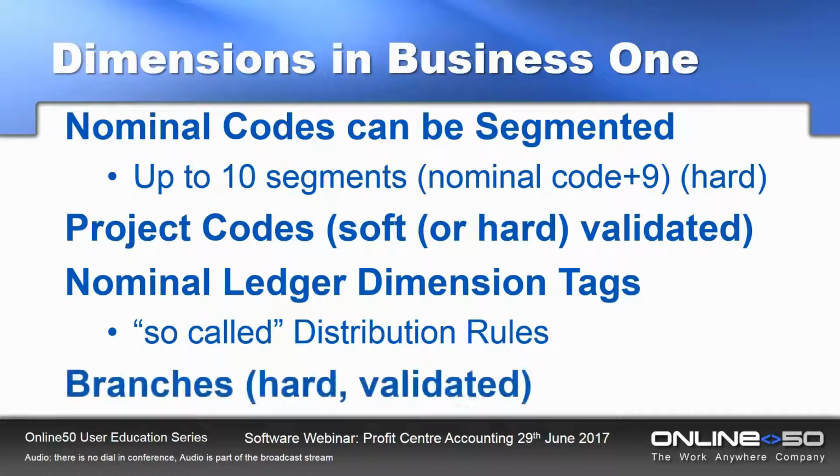Also, you can enable branches. If you enable branches, branches must be specified on all transactions. So it's a hard code, and obviously the branch must be valid. Each nominal ledger code can be assigned to a single branch or to any branch. So if you have a nominal code which is tied to a specific branch and another nominal code tied to a different branch, it's not possible to journal directly between the two.